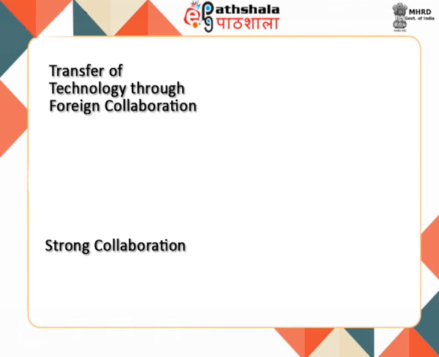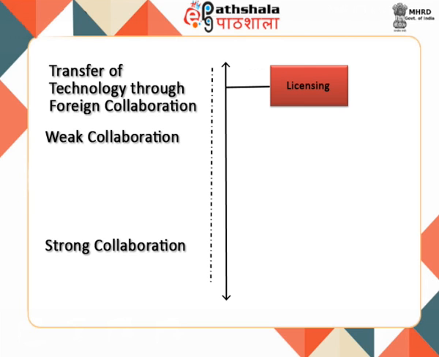Let us now discuss how the transfer of technology takes place through foreign collaborations. MNCs effect international relocation of production with the help of transfer of technology and investments which is made through foreign collaborations. These foreign collaborations can range from weak collaboration to strong collaboration. The weakest form of collaboration is licensing, where the licensee is permitted to use intangible property rights of the licensor in lieu of royalty. However, the licensor has no control on operations of the licensee.